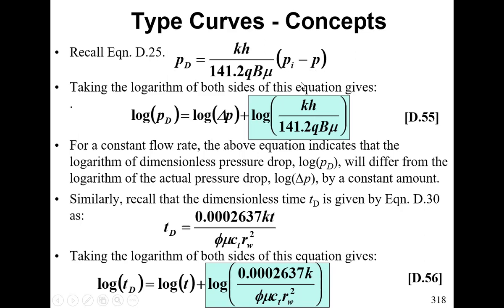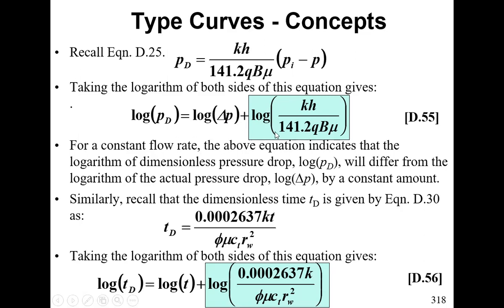Now, if you take the logarithm of both sides, both the left and the right-hand side, you would see that the log of dimensionless pressure is equal to the log of the change in reservoir pressure plus the log of this term. That's equation D55. So for a constant flow rate, the above equation indicates that the logarithm of dimensionless pressure drop will differ from the logarithm of the actual pressure drop by a constant amount. And that's what you can see from here.